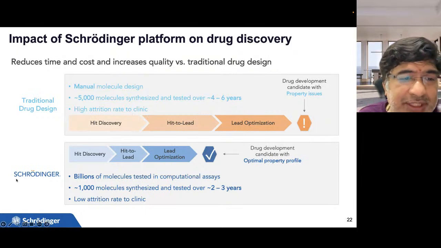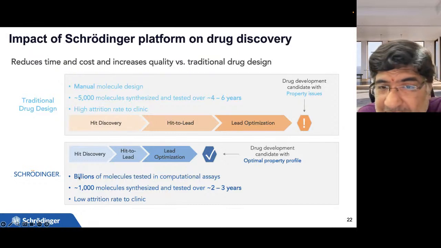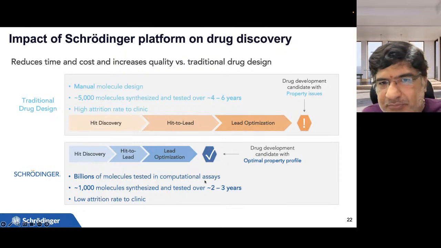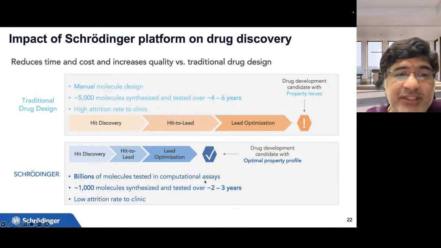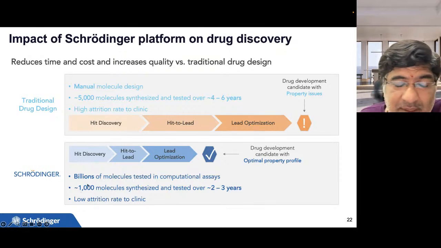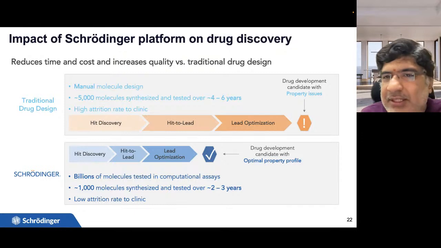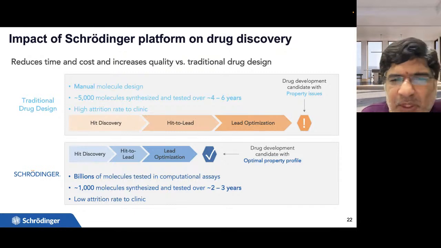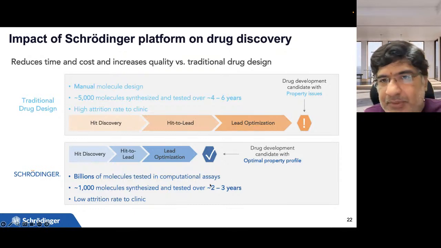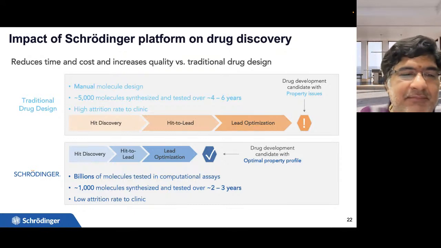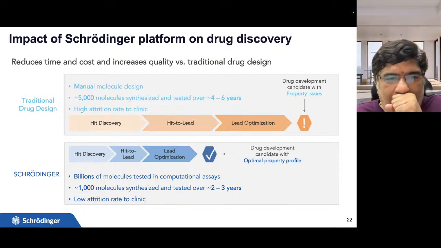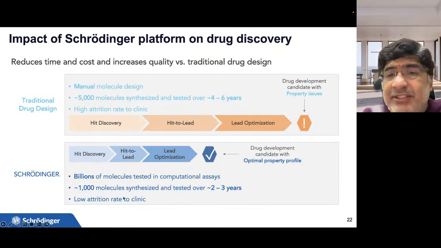So how are we doing it in Schrodinger? We scan billions of molecules, crores of molecules in computers. But when we go for synthesis, it is very few. In this slide I have shown 1,000, but really we don't go for 1,000. It's a very small number, 300, 400 molecules, that's all. With that, we are able to cut short the time. We are very strict in applying filtration criteria, and that's the reason the attrition rate is low.